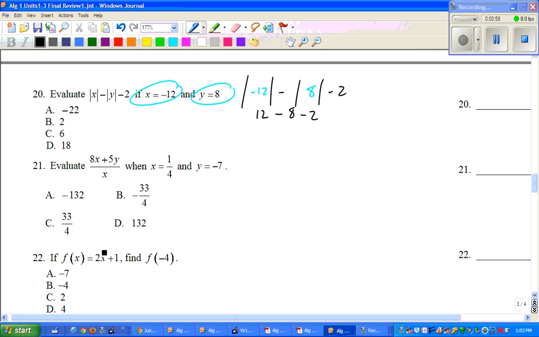Okay, and now we just go through and solve it. 12 minus 8 is 4, and 4 minus 2 is 2. So the correct answer to this is B.